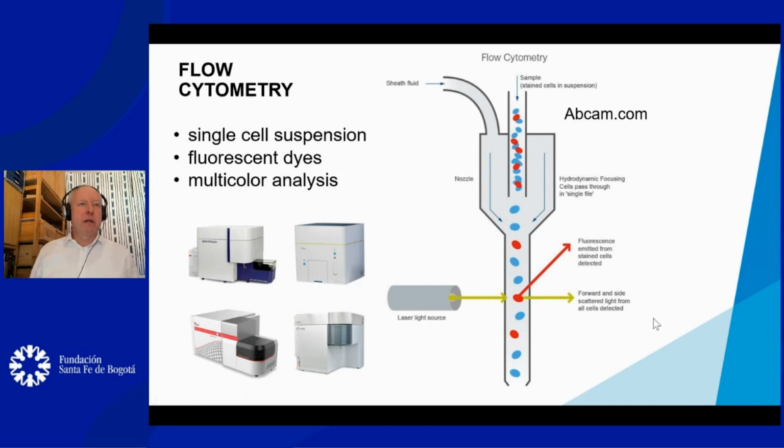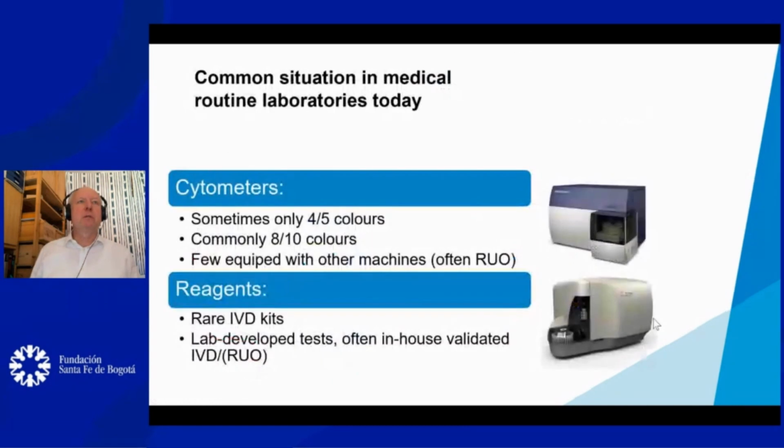We use very modern machines, but in many medical laboratories, this is not common today. Majority of laboratories in European countries today use flow cytometers with 8 to 10 colors. Some have only 4 to 5 colors. And otherwise, some of these laboratories are equipped with research machines, and some of them can analyze 30 different colors. But in general, the most common finding is 8 to 10 color machine in medical routine laboratories.